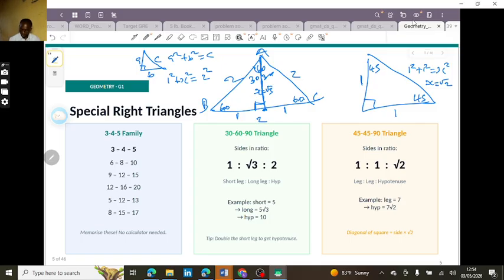But look at this example. There is also an example here, for example, if the short side equals 5, then we find the rest. But look at this one. If one of the legs, one of the shorter sides, equals 7, what is the longer side? If we put 7 here, this will also be 7. And because we got 1 times root 2, the longer side is 7 times root 2.